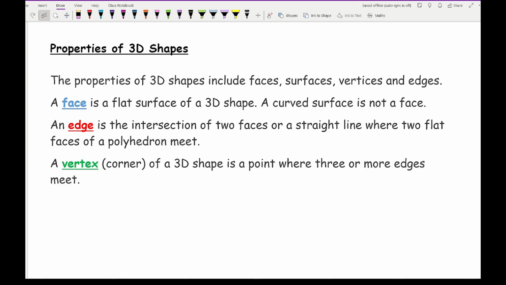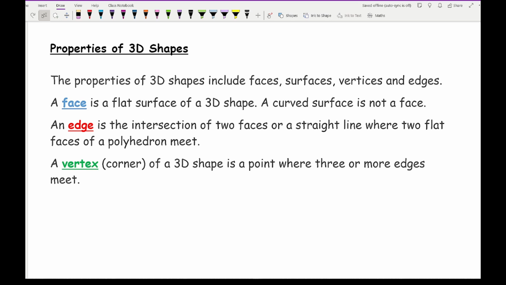Now often you may get asked to describe the properties of a 3D shape. Now the properties of a 3D shape include the faces or the surfaces, the vertices and the edges. Now a face is a flat surface of a 3D shape, and it's really important to note that a curved surface is not a face. So a cylinder will only have two faces, those being the two circles, whereas the length is a curved surface, so it's not classed as a face.